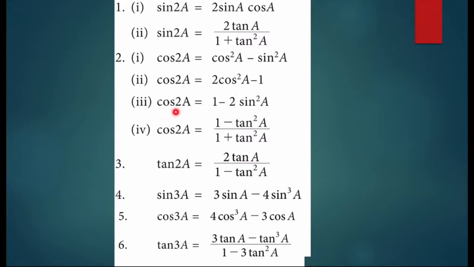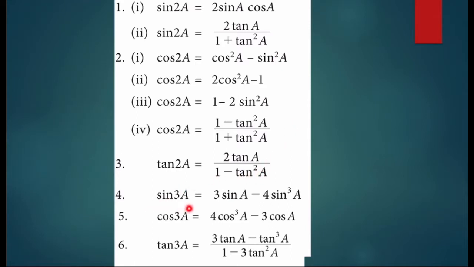Cos 2A in the form of sin square A. If you know the sin square value and want to find the cos 2A, you can use this formula. So, cos 2A in terms of tan is this. Okay. Now, tan 2A equal to 2 tan A divided by 1 plus tan square A. You can see the difference here. It is between sin 2A and tan 2A.